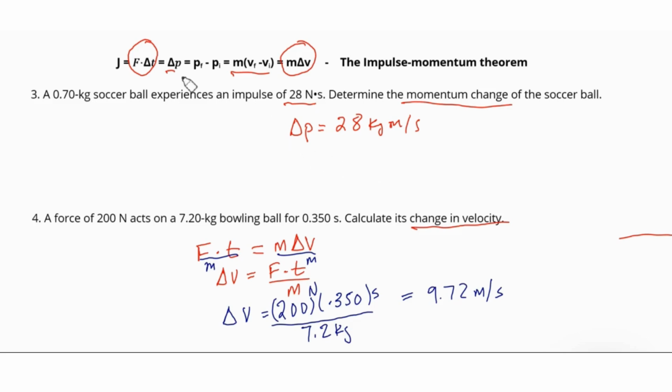Okay, again, it was really straightforward. All we did was we were given force, mass, time, and looking for delta V. So we have force, time, mass and delta V. And that made sense to use that part of the equation. I divided both sides by m, solved for delta V, and that's 9.72 meters per second. Okay, let's look at some more examples.